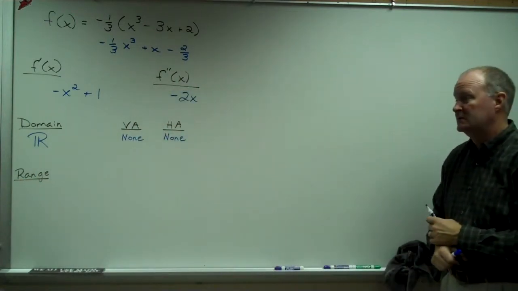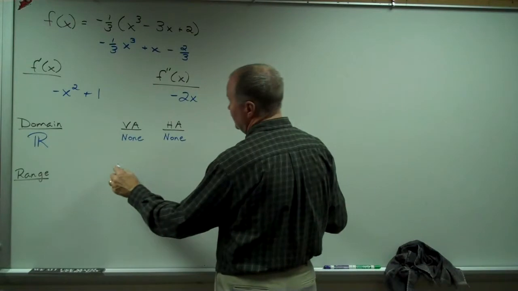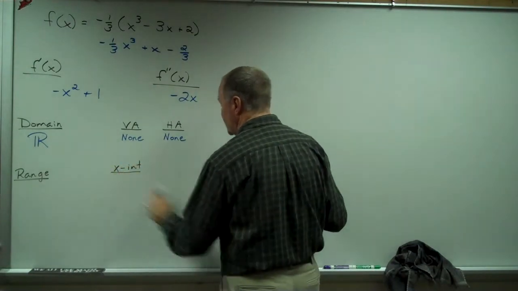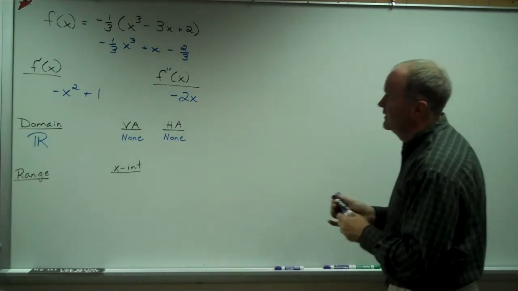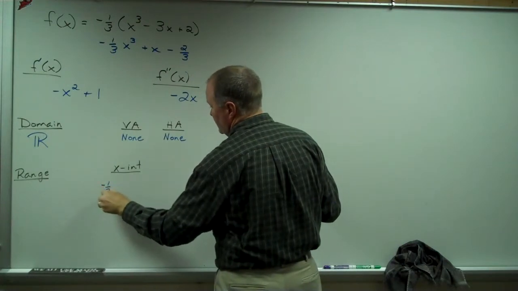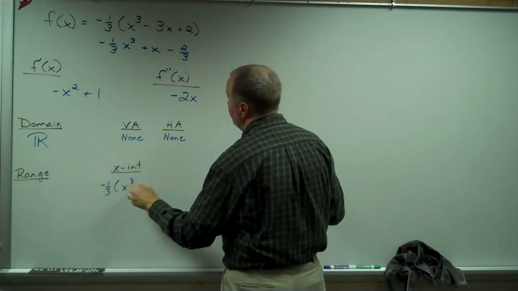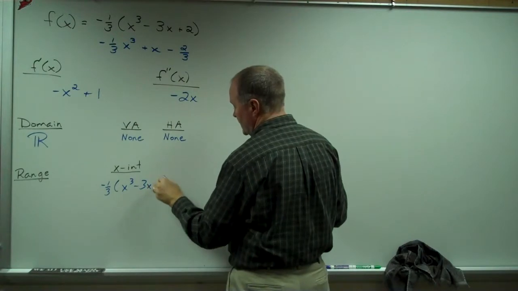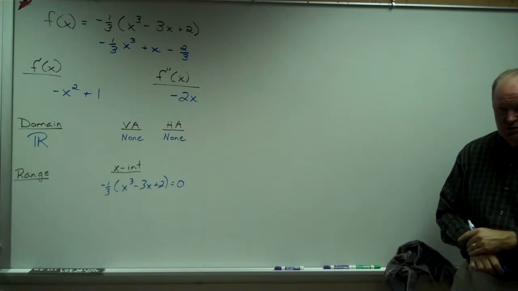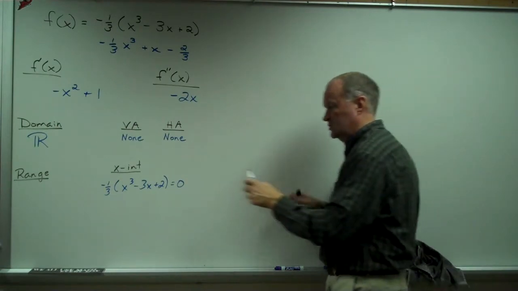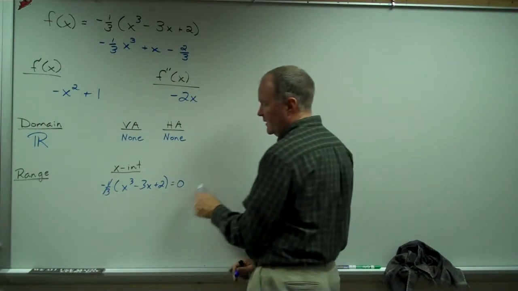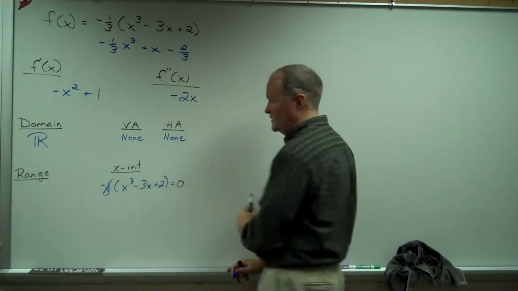So what I'm going to do now, x-intercepts next. Oh boy. I'm going to take the beginning, just because it'll be a little easier, and set it equal to 0. What can I do to make my life easier? Multiply both sides by negative 3. And so I just have x cubed minus 3x plus 2.